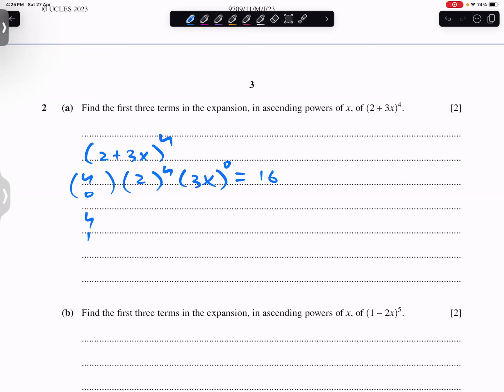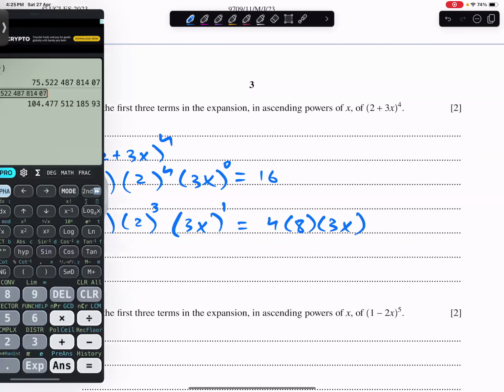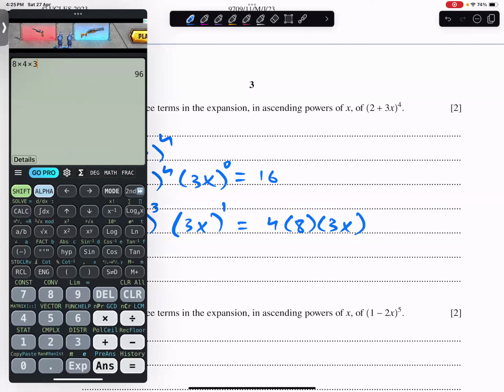Next term is 4c1, 2 raised to power 3, and 3x raised to power 1. So 4c1 will be 4, and this will be 8, and then 3x. So 8 times 4 times 3 will be 96x.